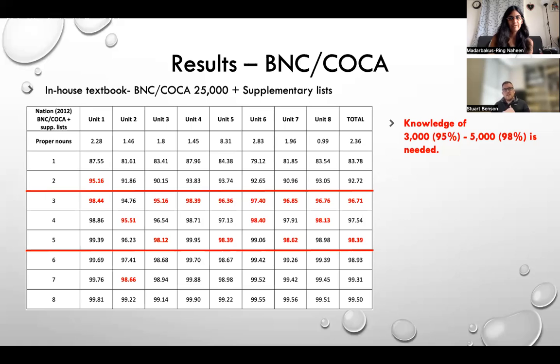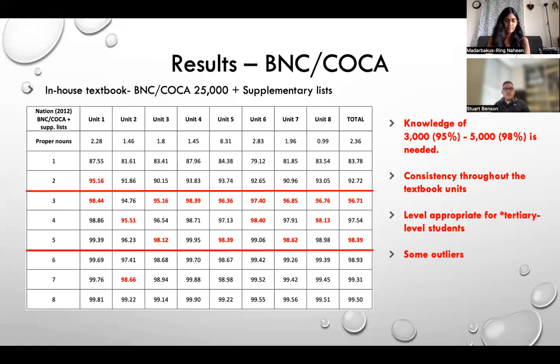To get to 95%, knowledge was needed of the first 3,000 words, and to understand 98%, students needed to know 5,000 words. You can see there was consistency throughout the textbook units. There was no increasing degree of difficulty throughout the 8 units. Most of them were in the 3,000 to 5,000 range. This showed that it is level appropriate for tertiary level students. However, there were some outliers. For example, Unit 1 is 2,000 to 3,000, so it was quite difficult. And then there's a sudden demand for vocabulary in Unit 2 from 4,000 to 7,000.